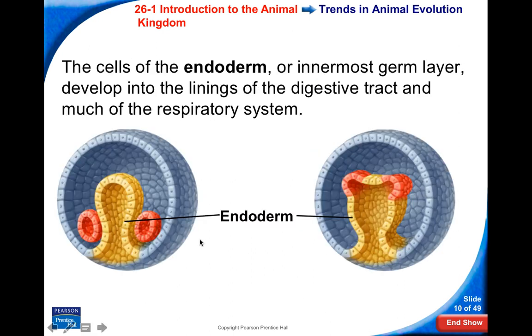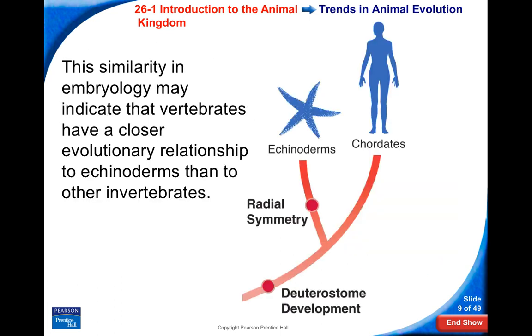Okay, so I mentioned that in your diagrams there were some colored regions. And so I want to point to what these things are and explain what they are. So there were endoderm, mesoderm, and ectoderm. And these are just germ layers, okay? I should clarify what germ layers are.